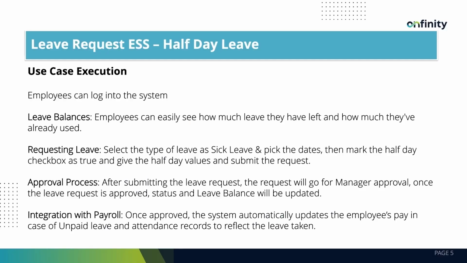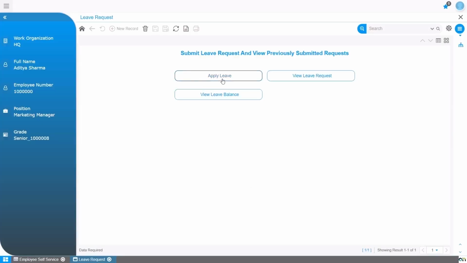During execution, the employee will log into the system, check their leave balance before booking any leave, select the leave type, and check the half-day option along with the half-day values before submitting the leave request. Once the approval request is processed, the leave balance will be updated, and the integration with Payroll will occur automatically. In the case of unpaid leave, the system will take the necessary inputs automatically. Now, let's go to the system and apply for half-day leave.